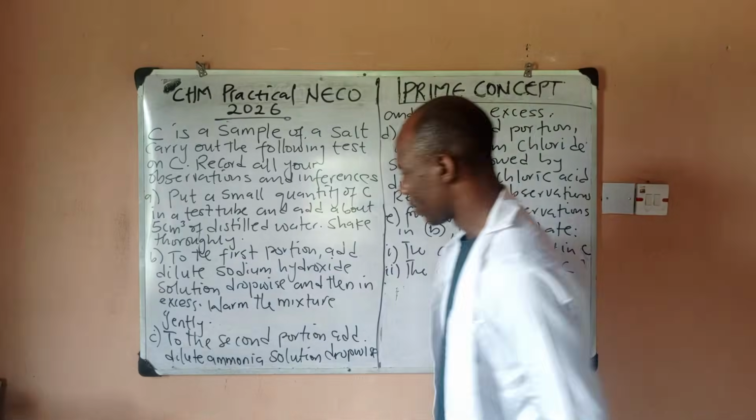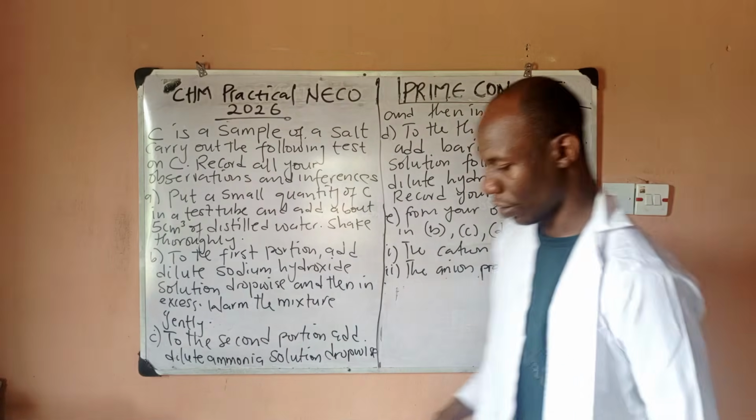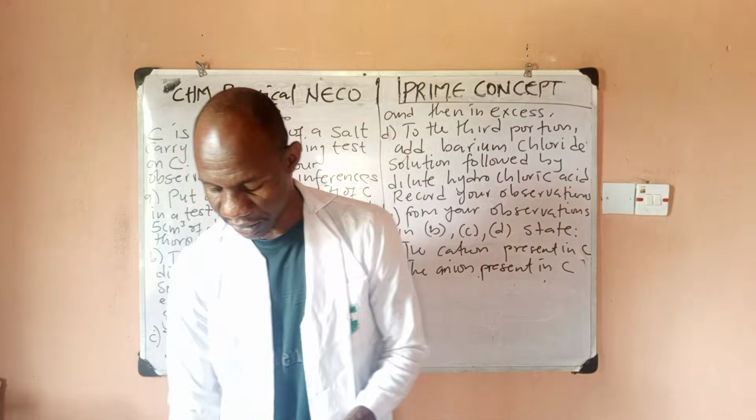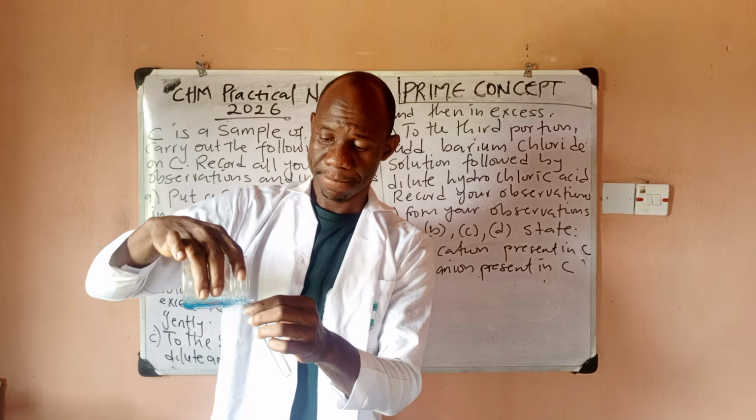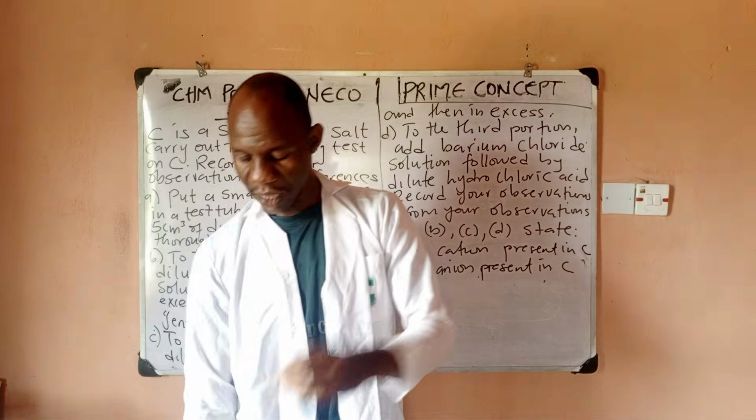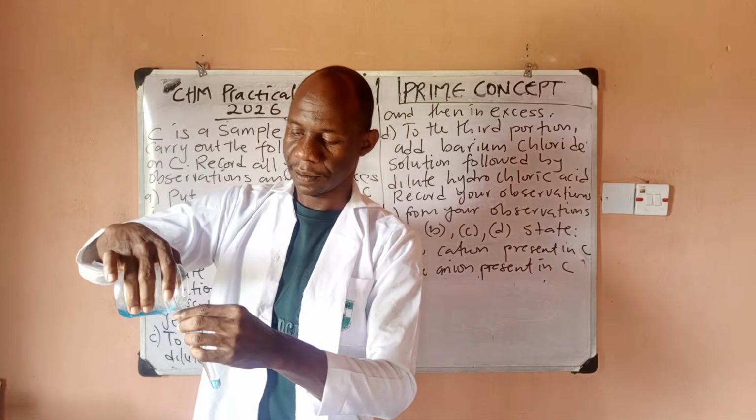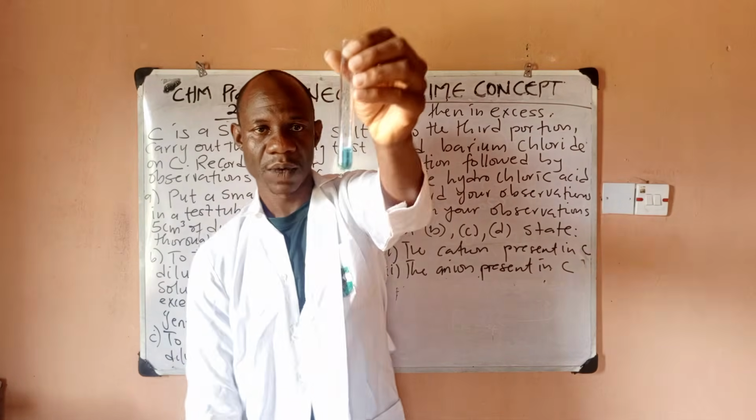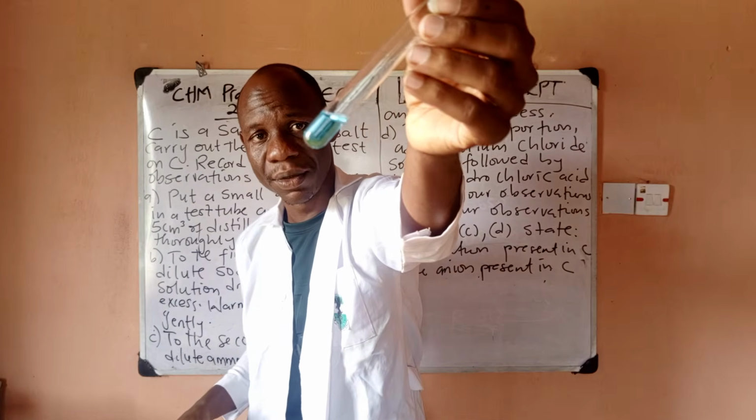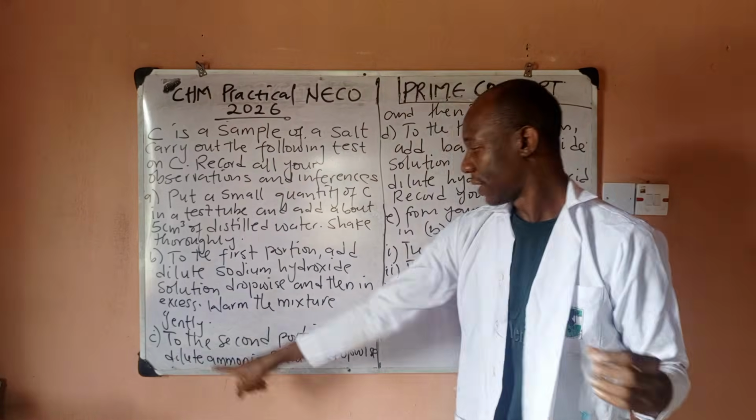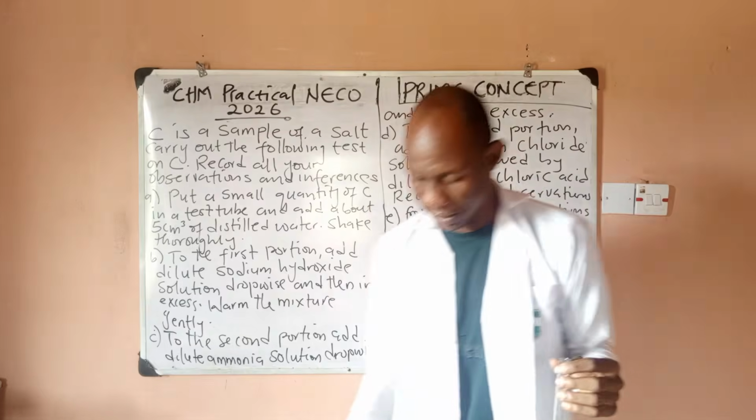So now, the next part, they said to the second portion, add dilute solution of ammonia. So let's create a second portion. So we have the second portion. Okay, let me increase it. Can you see? Which is still our blue, clear solution. Now, they said to the second portion, add dilute ammonia solution dropwise. So let's get our ammonia.